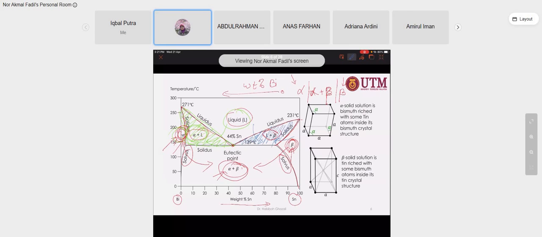So now go back to the eutectic point. Eutectic point is a point where you can see the transformation from liquid to two different solids at one single temperature, a constant temperature. If you look into the phase diagram, you see something like this.